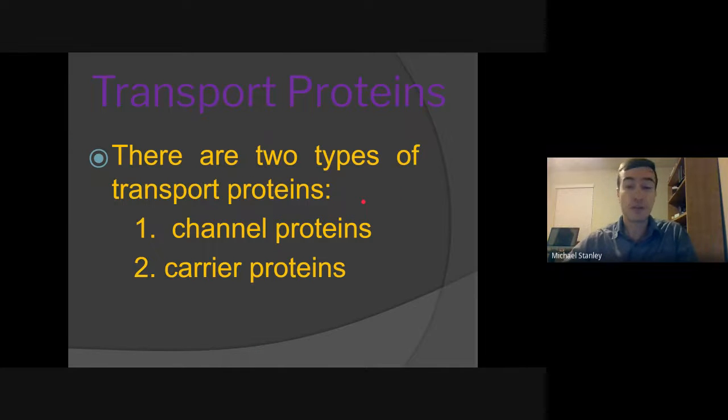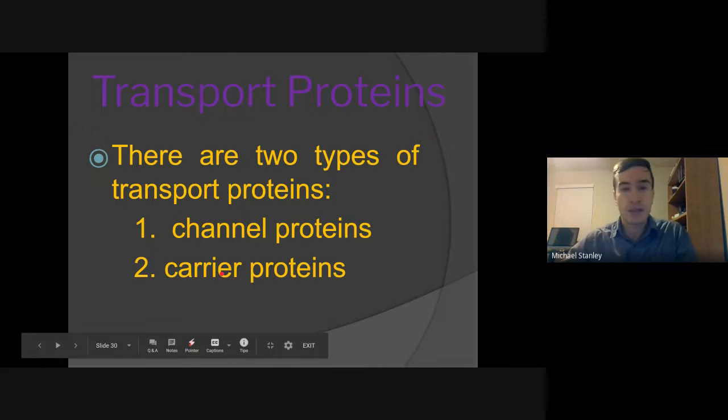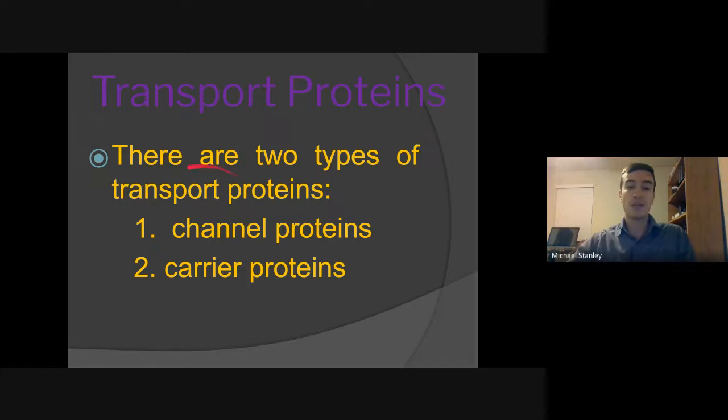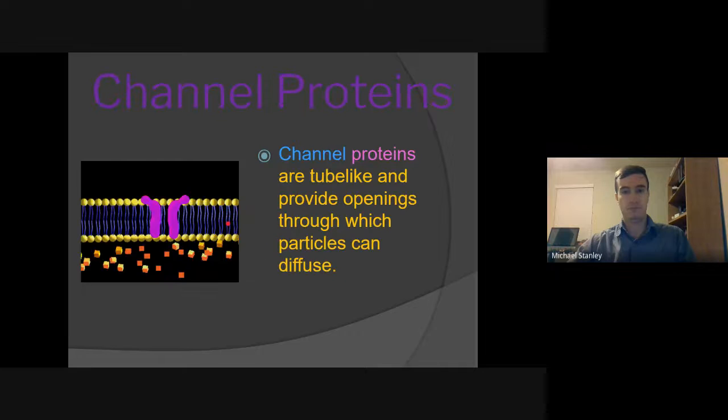So there are two different types of transport proteins out there. There are channel proteins and carrier proteins. And the nice thing about these proteins, like some things in science, is that their name basically tells you what they do or what job they have. So channel proteins are literally like that.